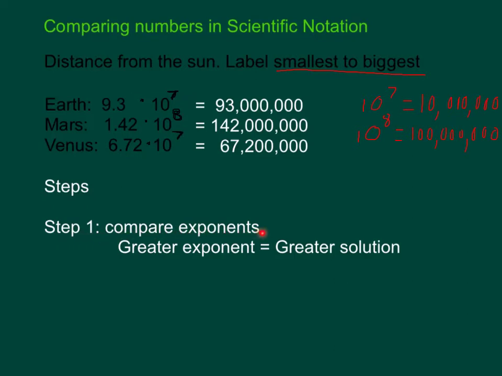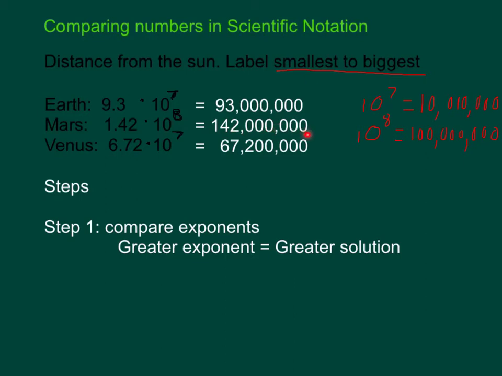Also note, these rules are for when exponents are positive. All of these exponents are a positive value. So that means when the exponent is greater, the solution will be greater, which is true. This exponent of 8 makes Mars' distance greater.